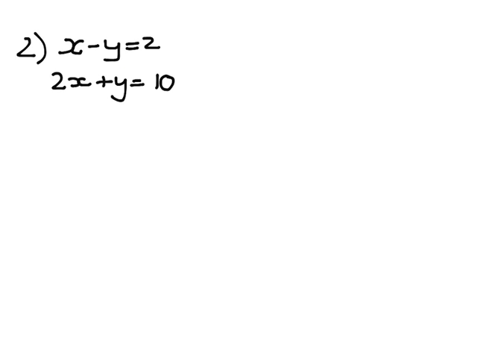Second equation, second set of equations. Now again, you want to go and rewrite one of those equations so that one of the variables is alone. Okay, so what you're going to say is x will equal 2 plus y. Okay, so that becomes equation 3.